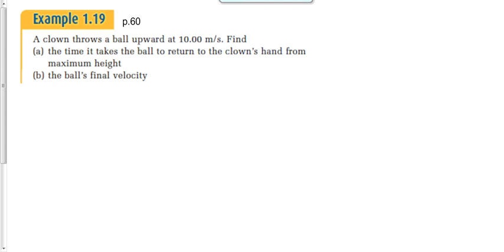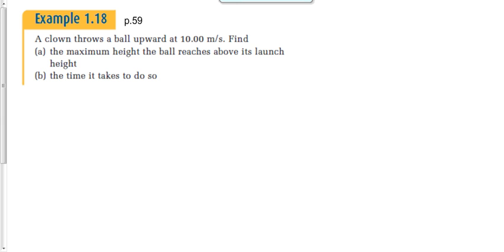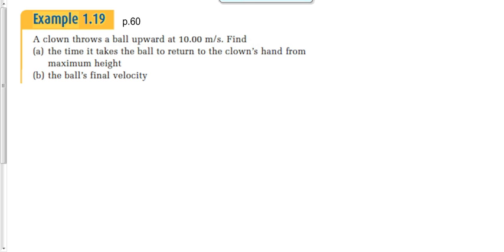Okay, let's try another one actually. Let's try this one on page 60 that talks about this clown, which is a lot like the example that we did yesterday that also talked about the clown. Clown throws the ball upwards at 10 meters per second. Find the time that it takes the ball to return to the clown's hand from the maximum height and the ball's final velocity.